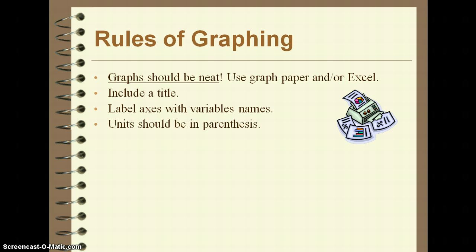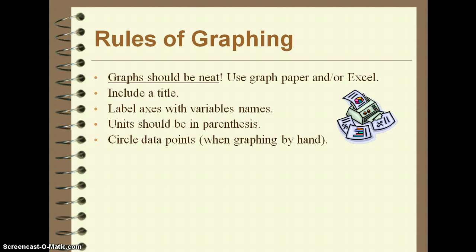You have to use the appropriate units for those measurements, and those have to be in parentheses. So if time is measured in seconds, you put S in parentheses after the axis label of time. And distance, if that's measured in meters, you just use an M in parentheses next to distance.